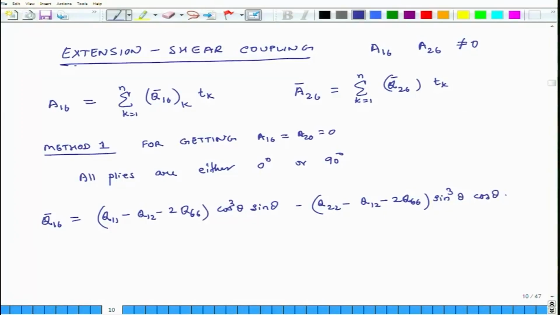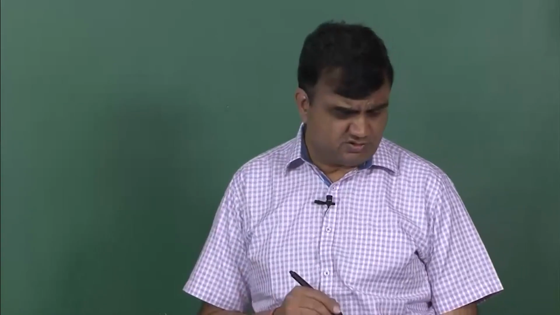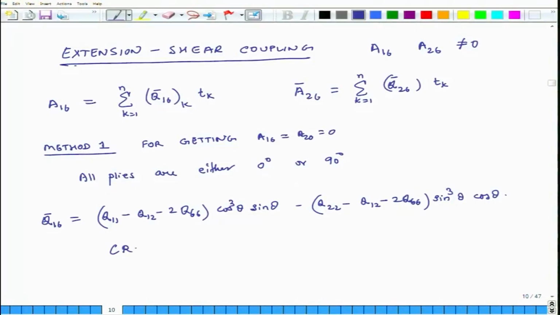So, if theta is either 0 degrees or 90 degrees, Q16 bar is 0. Same thing is true for Q26 also. So, if all the layers in the laminate are either 0 degrees or 90 degrees, then A16 and A26 will be exactly 0. So, that is one. Such laminates are known as cross ply laminates. They may or may not have B to be 0, but they are cross ply laminates.